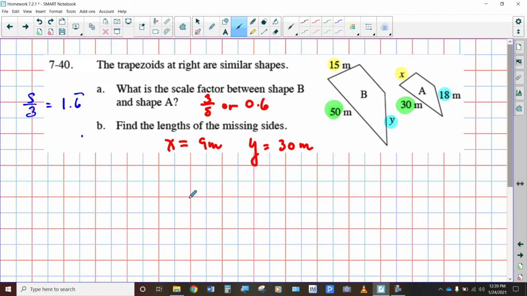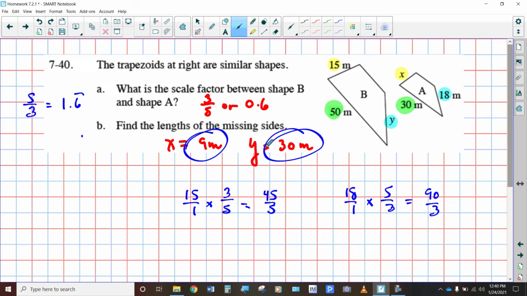Okay, so let's see, X corresponds to 15 and Y corresponds to 18. So to solve X, I'm going to multiply 15 times the scale factor that's less than 1, which would be 3 over 5, and that gives me 45 over 5, which is the same as 9. So that would be 9 meters in length. And then when I'm going to solve for Y, I'm going to take 18 over 1, and Y is bigger than 18, so I'm going to multiply this times 5 over 3, which becomes 90 over 3, which is the same as 30. So the length of Y has to be 30 meters.